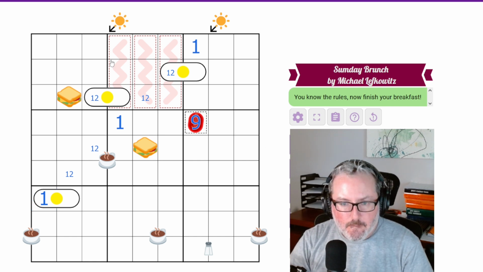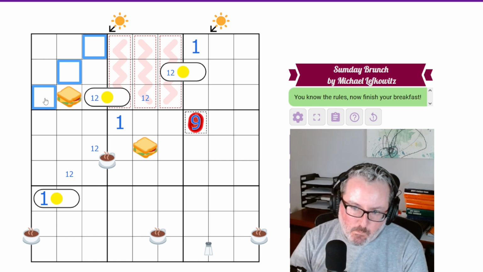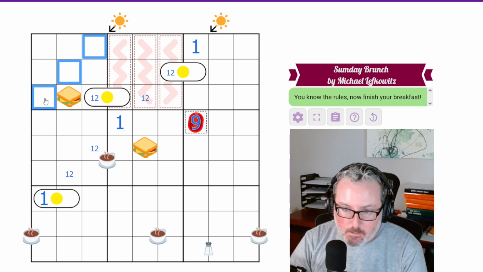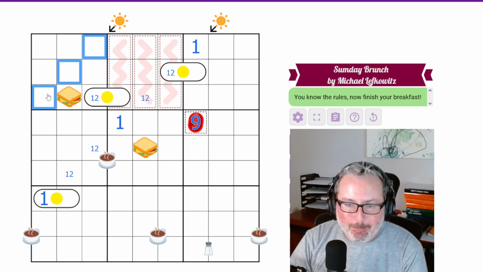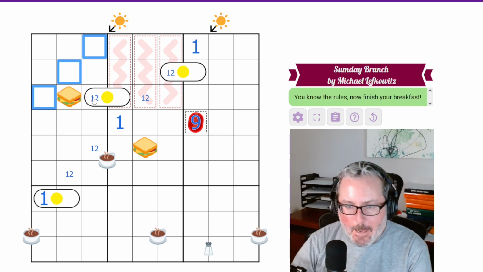Okay, well that's something. It tells me that this has to have a 1 in it somewhere. Or it doesn't have to have a 1 in it, sorry. It has to equal 9. The question is, can it have a 1 in it? If it did, it would have to be here, which would force this to be a 2.